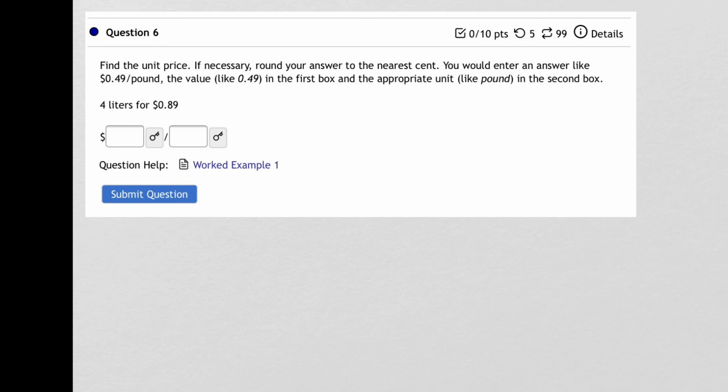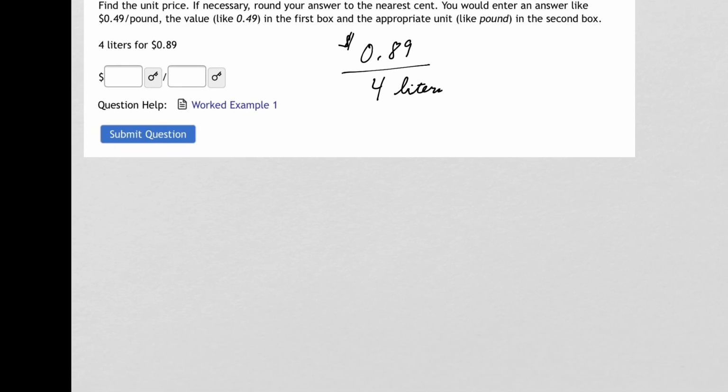89 cents for 4 liters. So I first formed a ratio. So it's going to be $0.89 over 4 liters. And then to find the unit price, I need to divide, right? So if I divide this out, .89 divided by 4, right? I don't have to move the decimal point at all, so this is going to pop up right there.